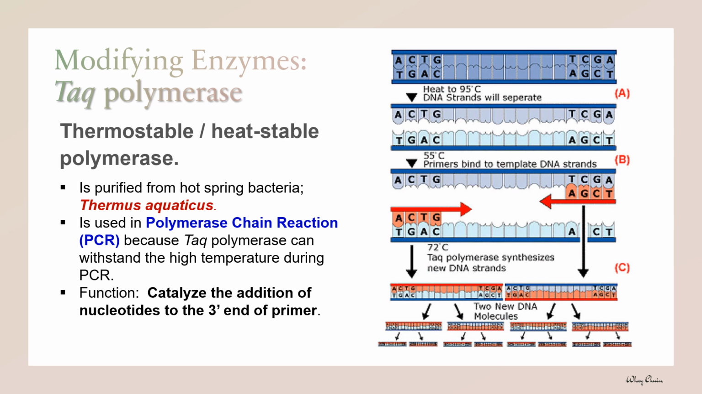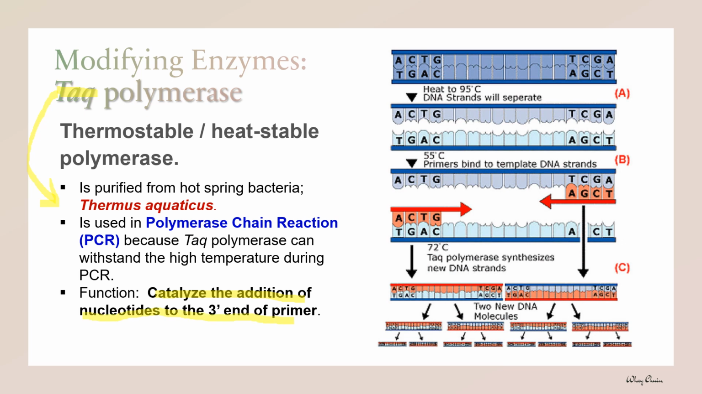Taq polymerase is another type of modifying enzyme. Taq is typed in italic form to imply the origin of this enzyme from the bacterium Thermus aquaticus. Its function is very similar to the DNA polymerase class 3 we studied in DNA replication, which catalyzes the addition of DNA nucleotides to the 3' end of the primer.